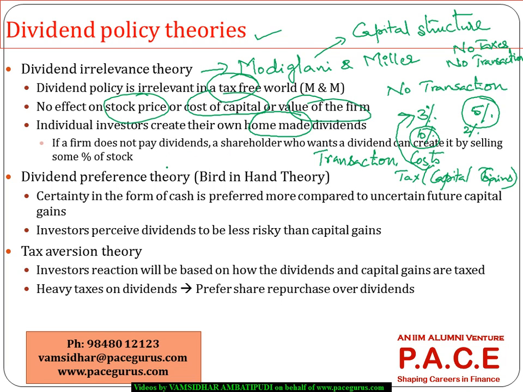But because there are taxes and transaction costs, a few more theories came into the picture. One is called the dividend preference theory. As the name itself says, there is a preference given to the dividend. It is also in line with one of our old proverbs, a bird in hand is worth more than two in the bush. It's as good as saying, rather than thinking of uncertain future capital gains, let me focus more on some cash which I am getting immediately in the form of dividend.